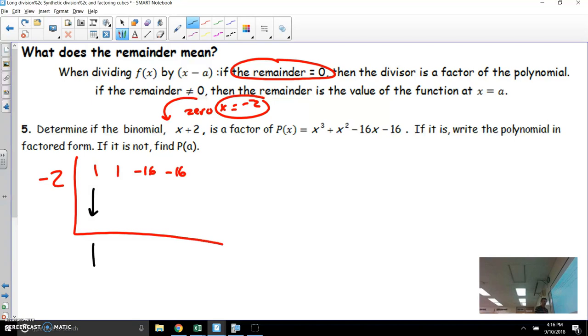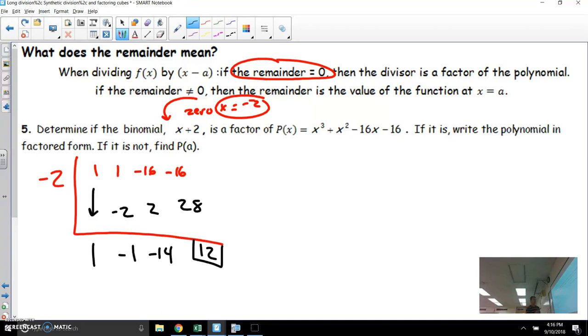We're going to multiply. Negative 2 times 1 is negative 2. These add together, and you get negative 1. You multiply negative 2 times negative 1, you get positive 2. You add these two together to get negative 14. Then negative 2 times negative 14 is positive 28, and when you add those together, you get a remainder of 12.